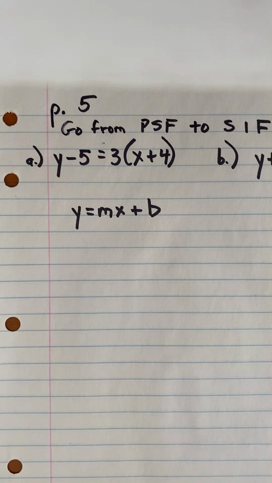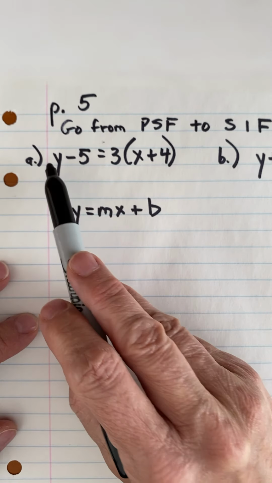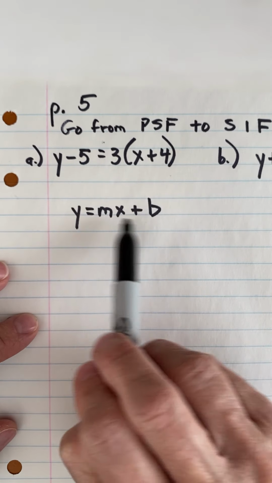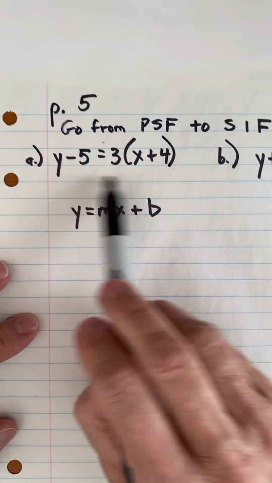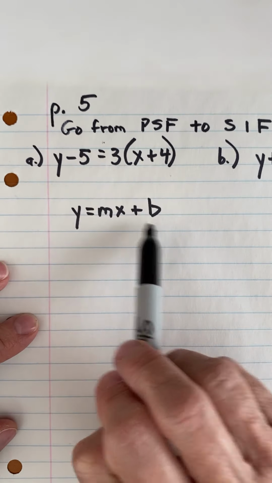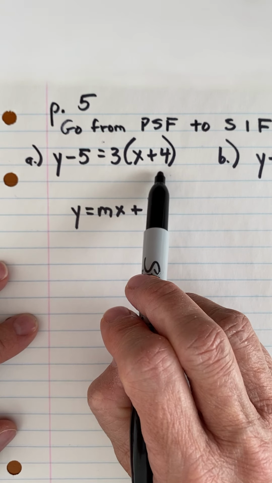But then we don't just stay in point slope form. We're going to either change it into slope intercept, or we're going to change it into standard form. First, we're going to learn how to change it into slope intercept form, which is y equals mx plus b. So let's look at this equation and let's look at this equation. Notice in this equation, we have parentheses. We don't have any parentheses here. So we know the first thing we need to do is get rid of the parentheses.